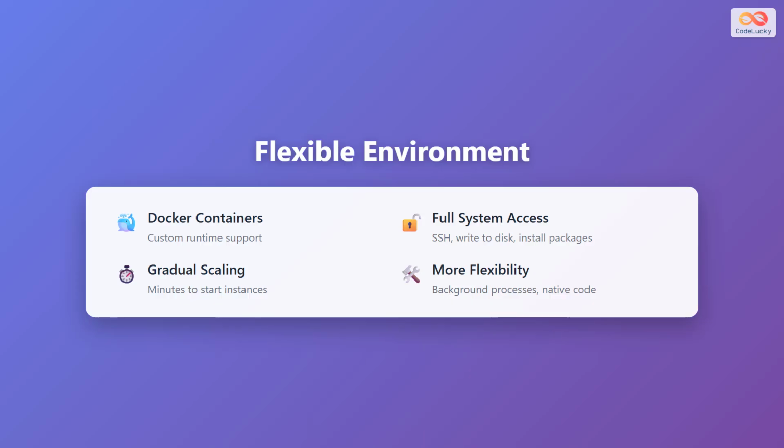The flexible environment takes a different approach. It runs applications inside Docker containers, which means you can use custom runtime environments and bring your own dependencies. You get full system access, including the ability to SSH into your instances, write to disk, and install additional packages. The scaling is more gradual compared to the standard environment, with instances taking minutes rather than milliseconds to start. This environment provides more flexibility overall, supporting background processes and native code execution. It's perfect for applications that need deeper system integration or require custom software that isn't available in the standard environment's predefined runtimes.